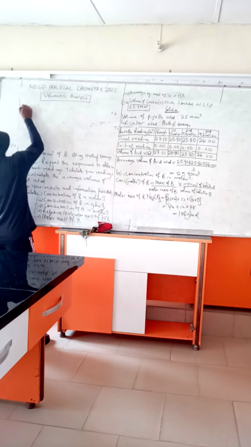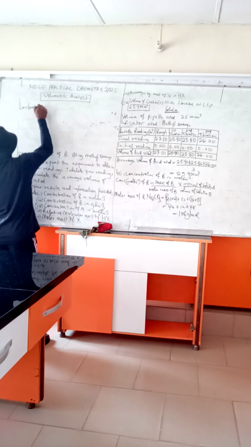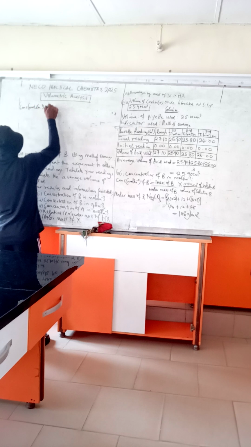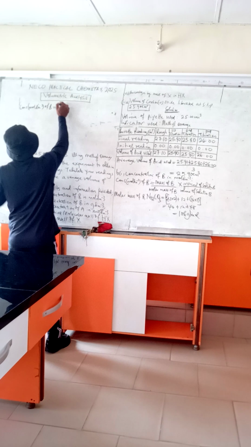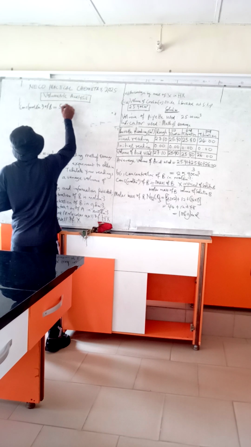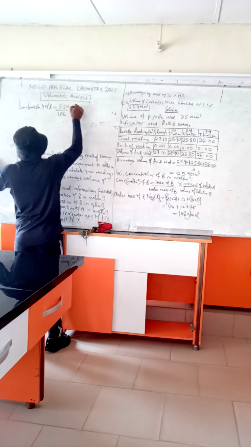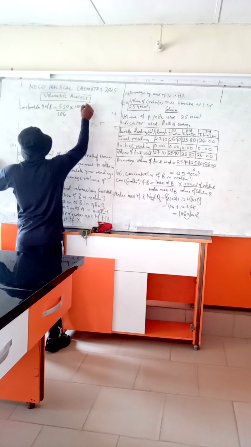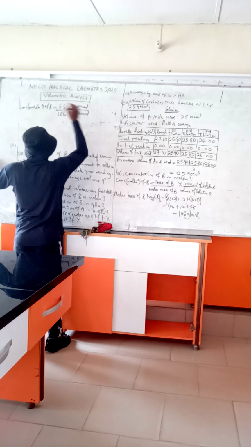the concentration, conc in mole per dm3 of B will now be equals to mass of B, from the question is given to us as 5.50, all over molar mass of B, that is 106 calculated, multiplied by 1000 cm3, all over 500 cm3.